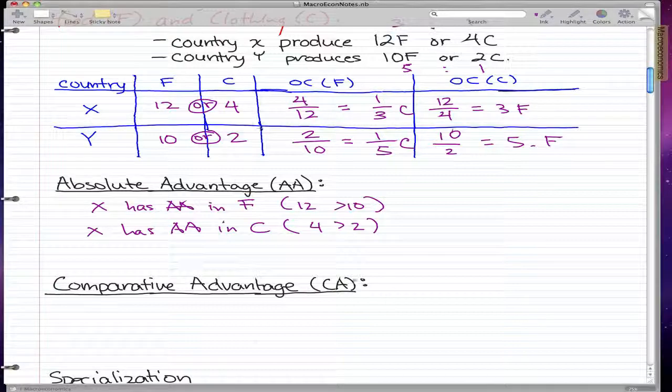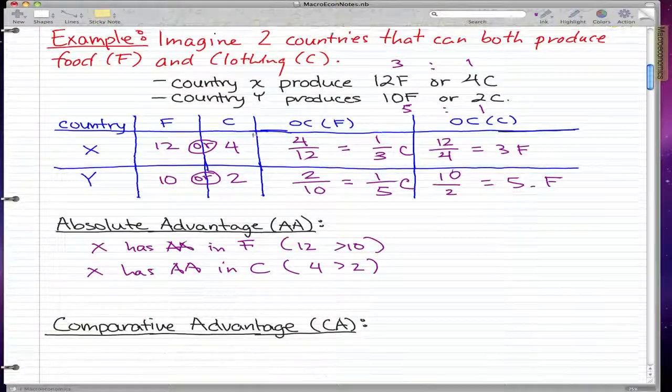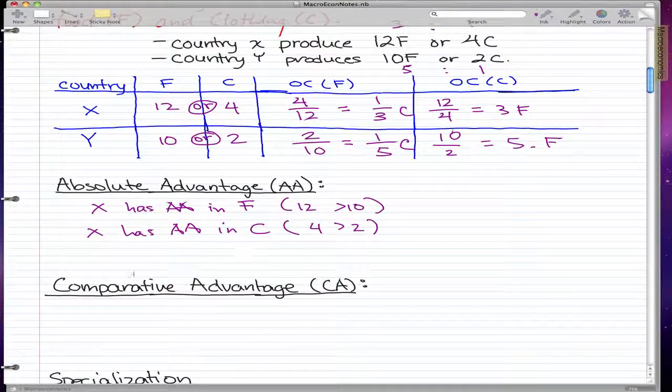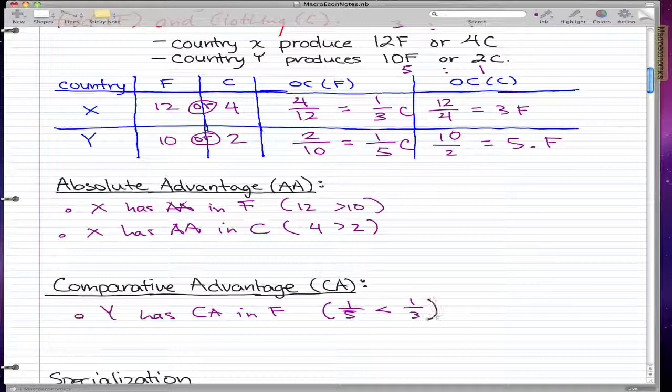Now, comparative advantages, where we use our opportunity cost. So remember, comparative advantage is who can produce at the lower opportunity cost. So in this regard, let me just put these up as bullet points. Y has a comparative advantage in food. And why is this? Because they can make a piece of food with 1 over 5 piece of clothing. And 1 over 5 is less than 1 over 3. So that's why Y has the comparative advantage in food.